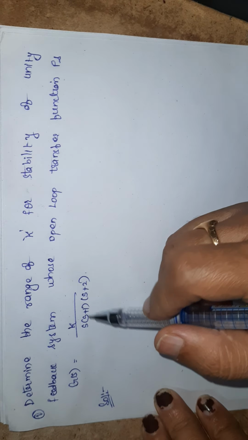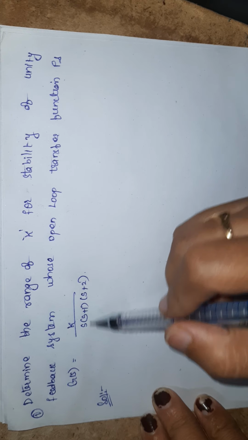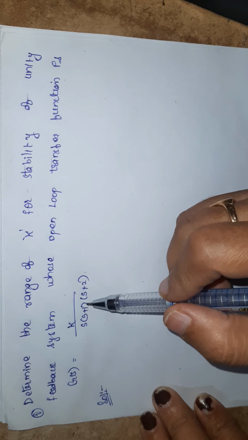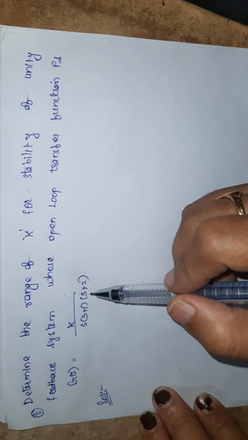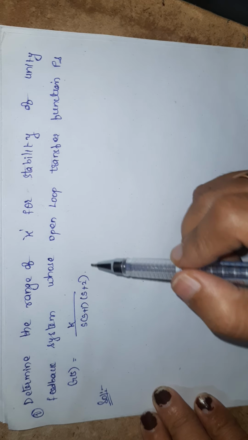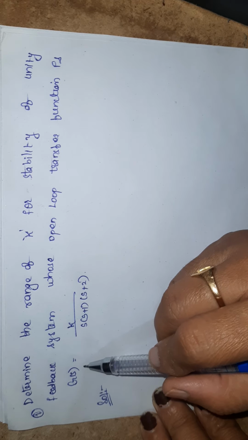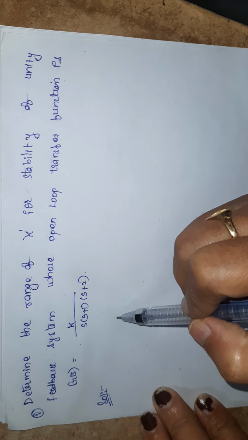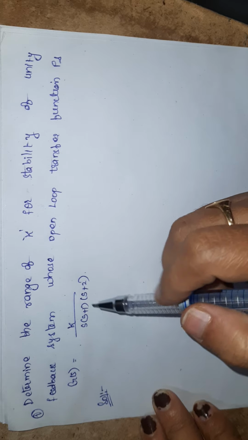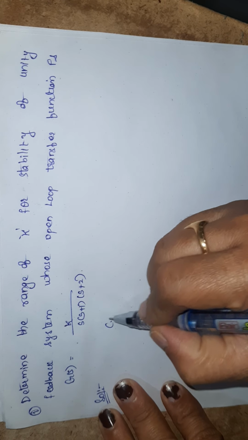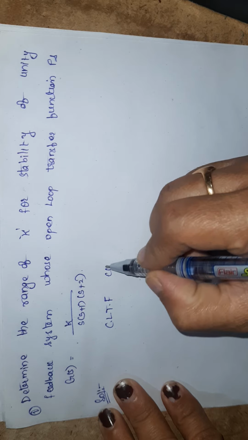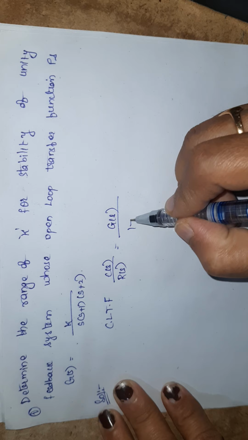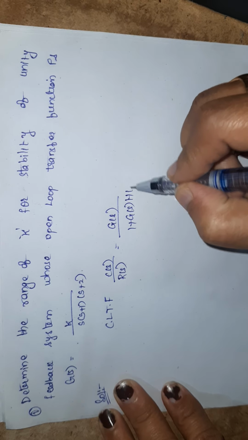by using Routh-Hurwitz criterion. To do the Routh-Hurwitz criterion, what we need is basically the characteristic equation. The characteristic equation can be derived from the closed loop transfer function, but they have given the open loop transfer function. So from the open loop transfer function, we first have to get the closed loop transfer function. So what is the closed loop transfer function? C(s)/R(s) = G(s) / (1 + G(s)H(s)).